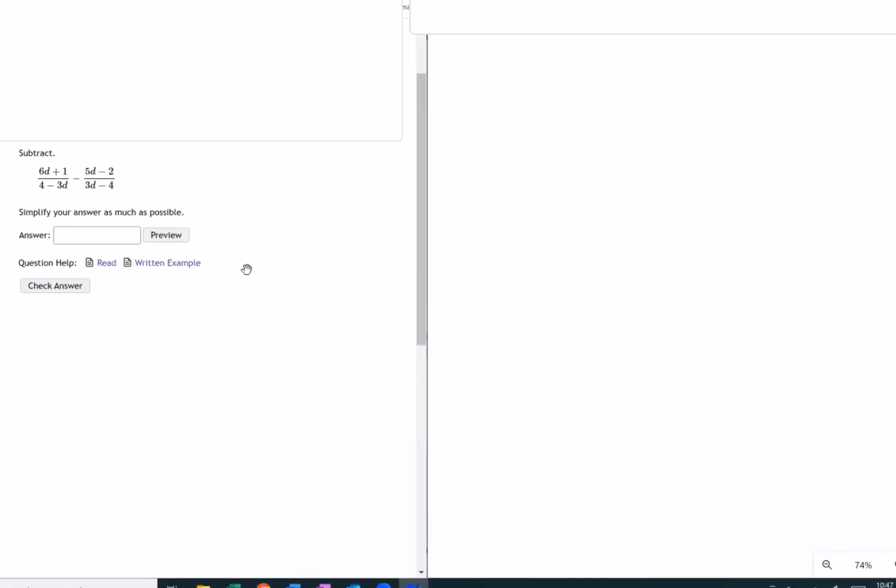Here we have 6d plus 1. Notice in my denominator, it's not in standard form. I'm going to change it to standard form. Same exact number, minus 3d plus 4, but I put it in standard form. Minus 5d minus 2 divided by 3d minus 4.